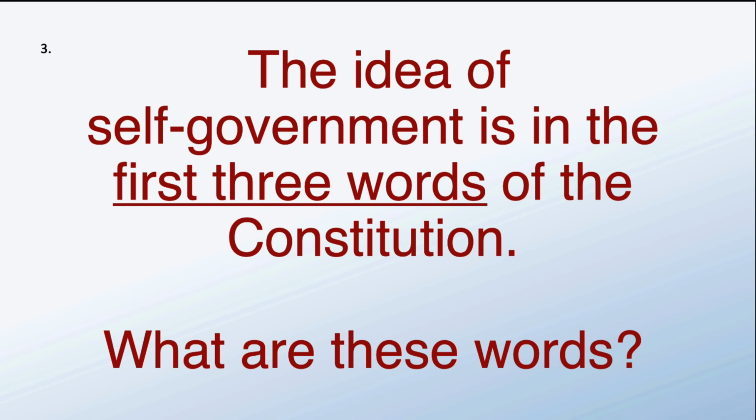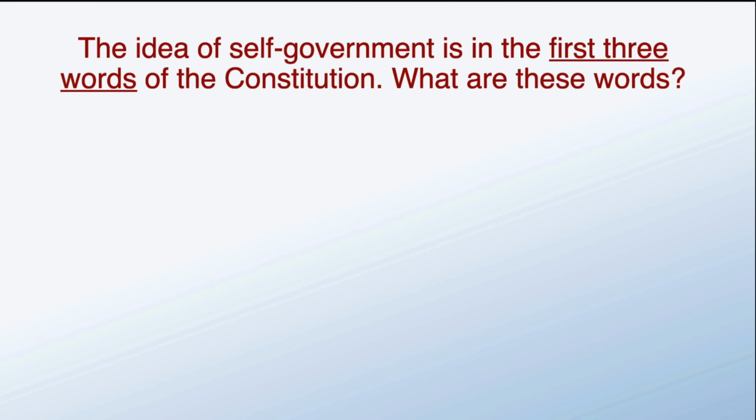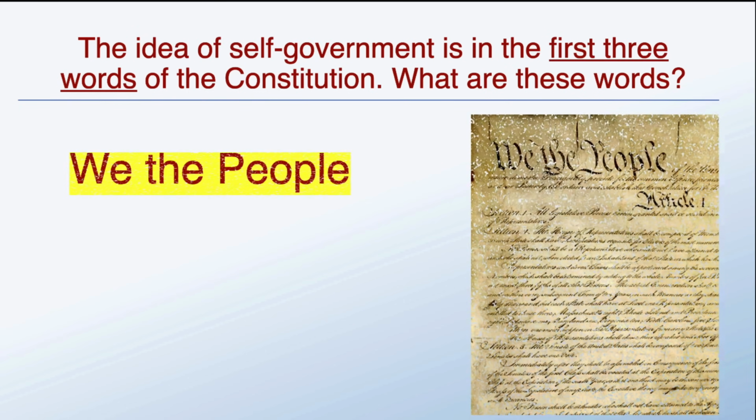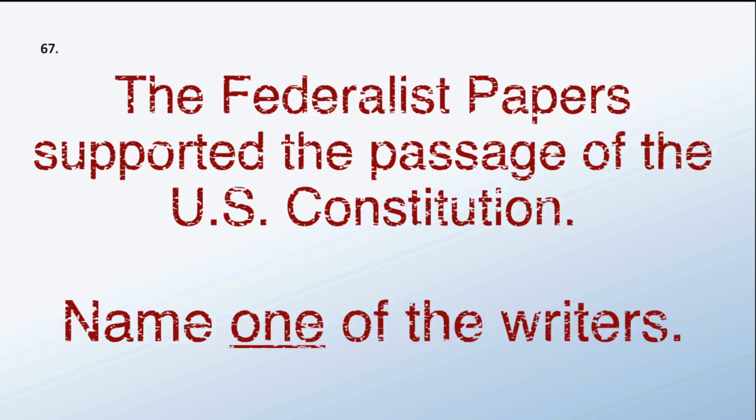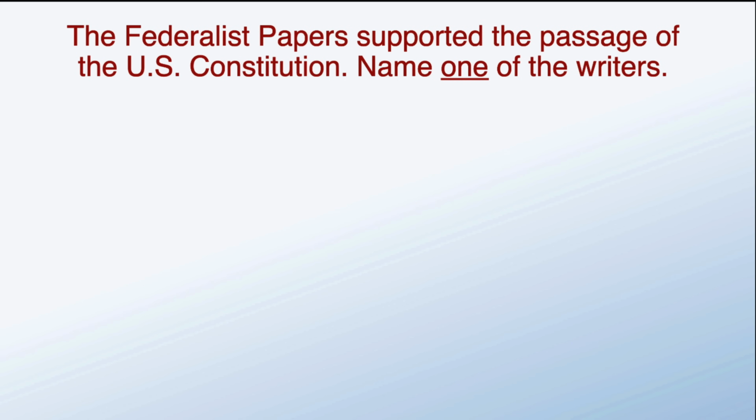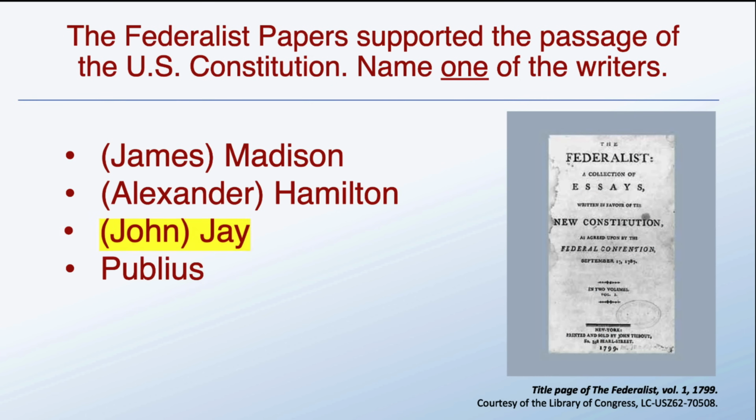The idea of self-government is in the first three words of the Constitution. What are these words? We the people. The Federalist Papers supported the passage of the U.S. Constitution. Name one of the writers. John Jay.